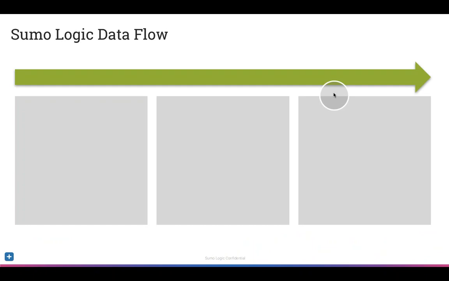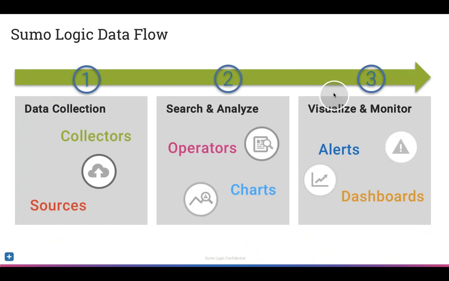So I'm going to get out of these slides in just a second, but at least I wanted to set the stage with a 30,000 foot view. So with Sumo Logic, the data flows in these three main stages. Data collection is getting your data into Sumo Logic through collectors and sources. And for the purposes of today, we're going to assume you've already done that, or someone's already done that, and you have data in your system.